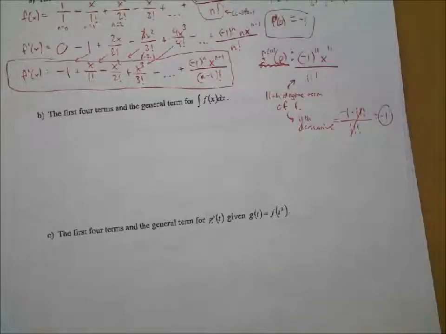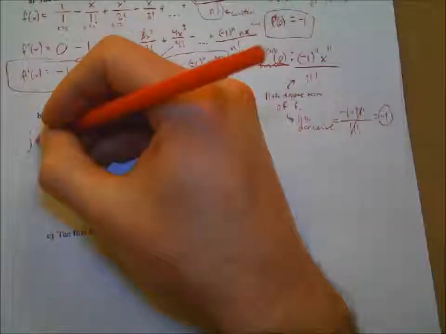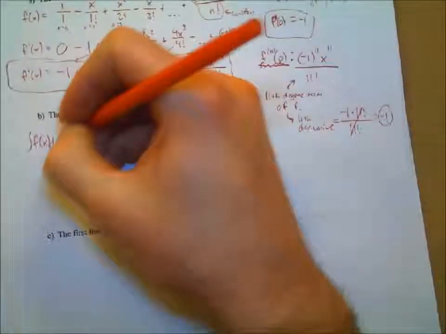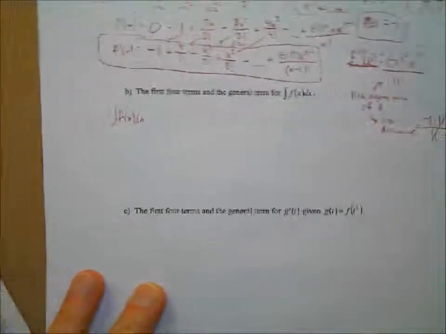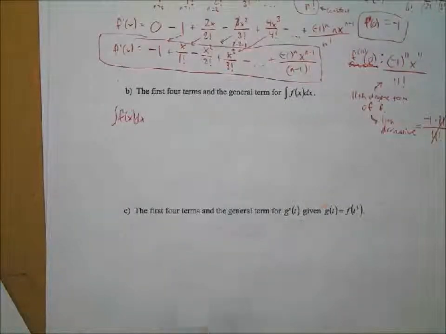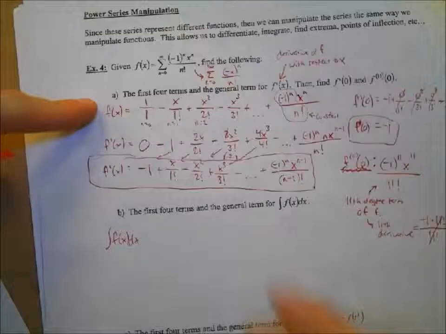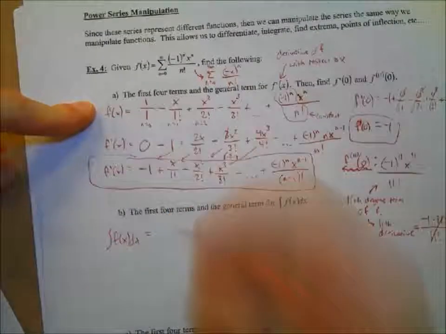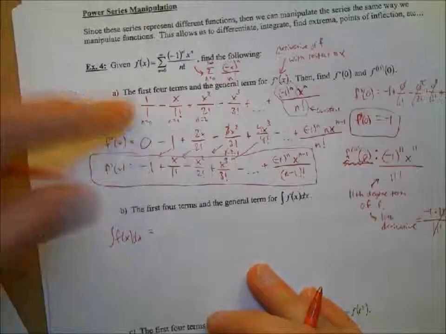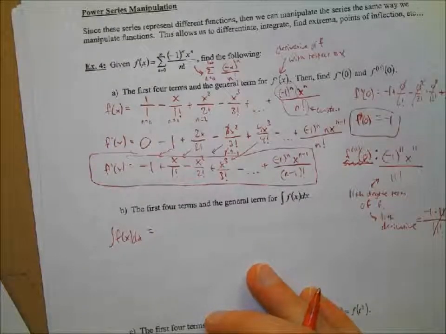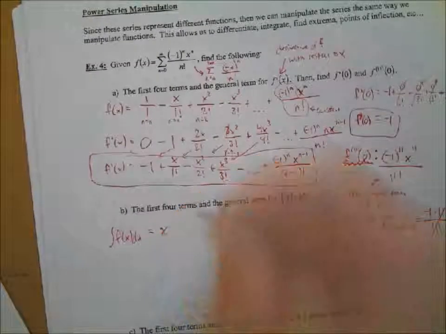So letter B asks us to find the first 4 terms and the general term for the integral of f of x dx. Okay, so the integral of f of x here. So we're going to integrate f of x. So I already have f of x written out here. Okay, so let's just look, right? So if f of x, the first term is 1, well, what's the integral of 1? X, right? So that's our first term.